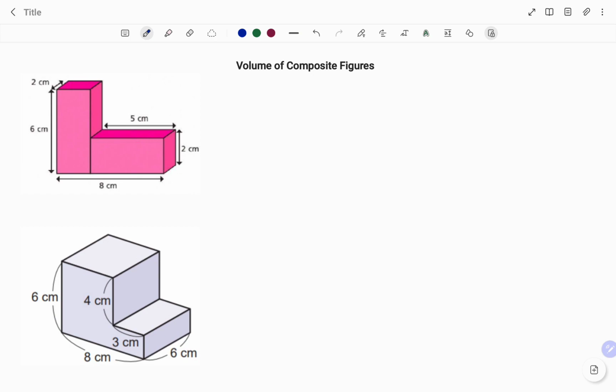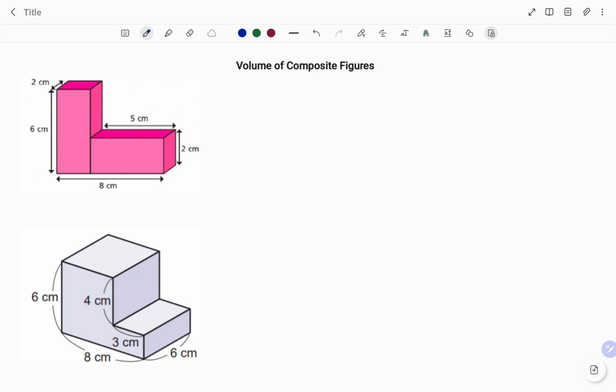A composite shape or a composite figure is one which is created with two or more basic shapes. If you look at the first example, we have two cuboids joined together as shown. We are to find the volume of the whole shape altogether.